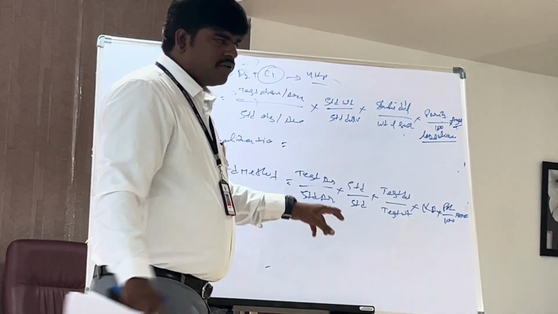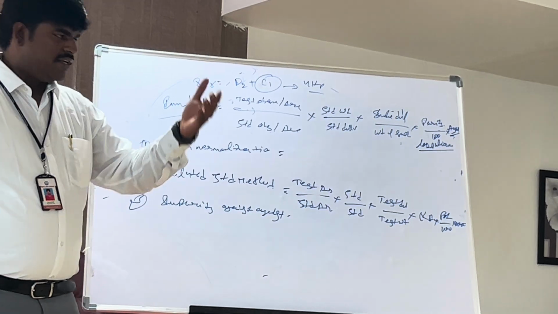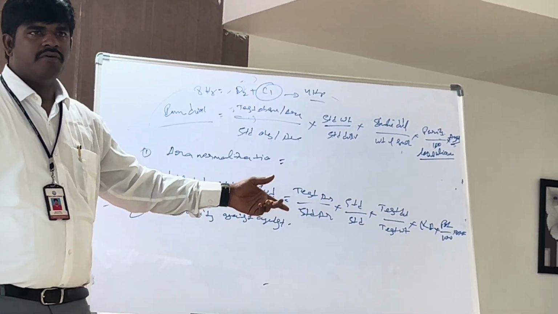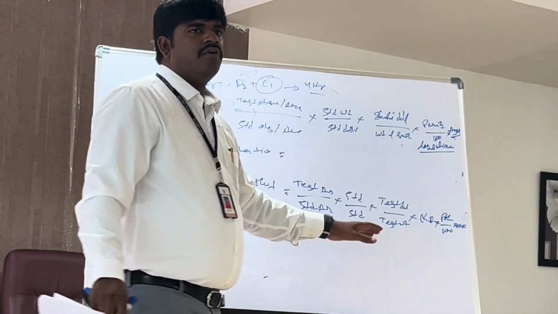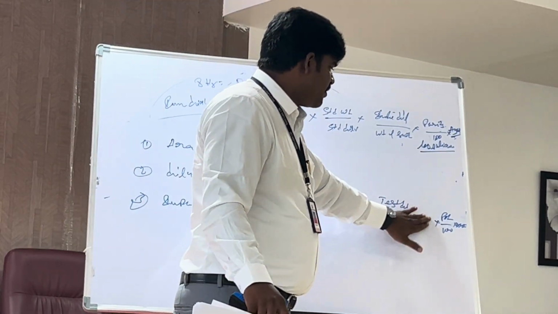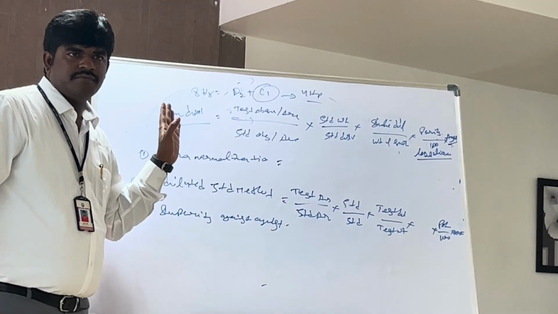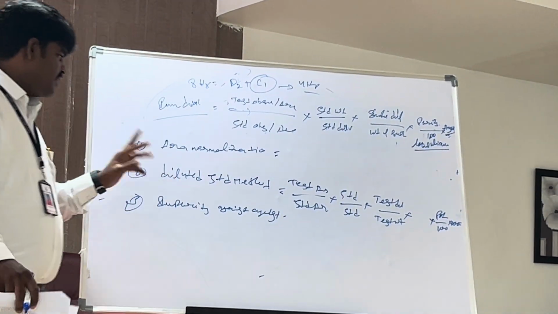And if you have a doubt, if it is a known impurity, you use that RF value. What about the unknown case? What do we need to do? In the unknown case, there is no need to include the RF value. Simply you remove the RF value and you calculate, and you will get the unknown impurities. Okay? This is the diluted standard.